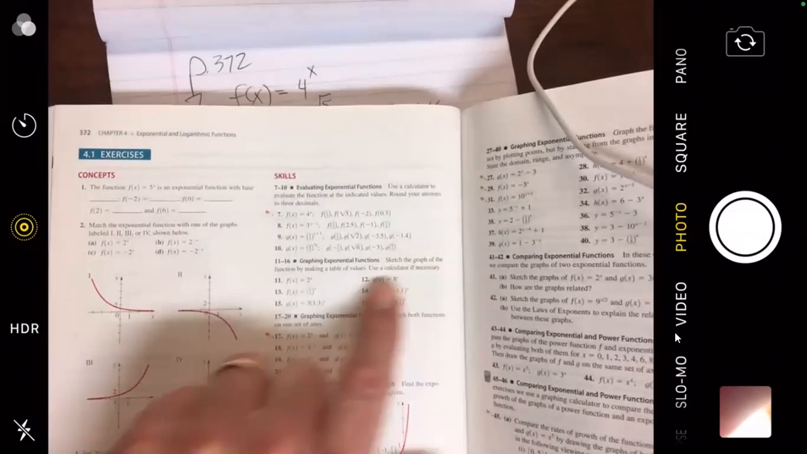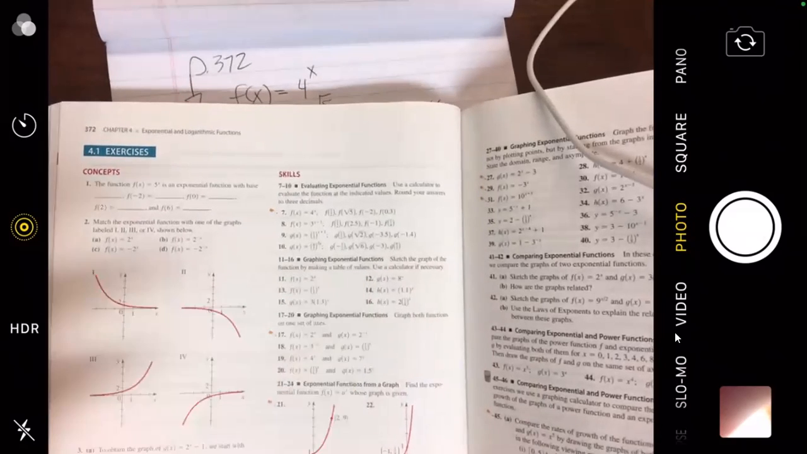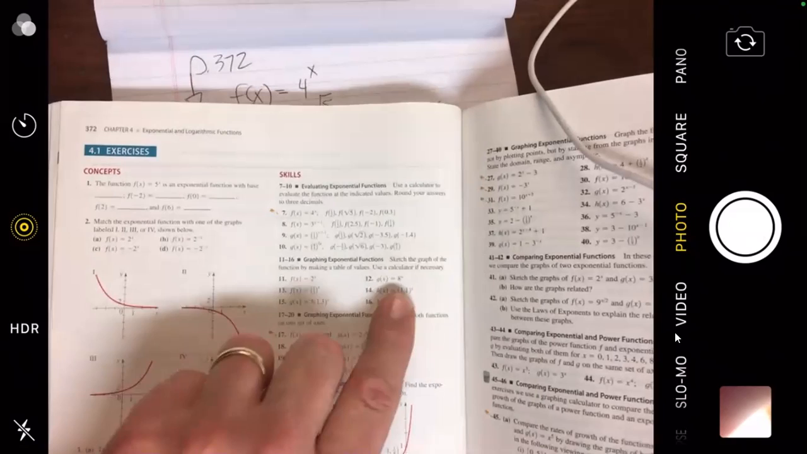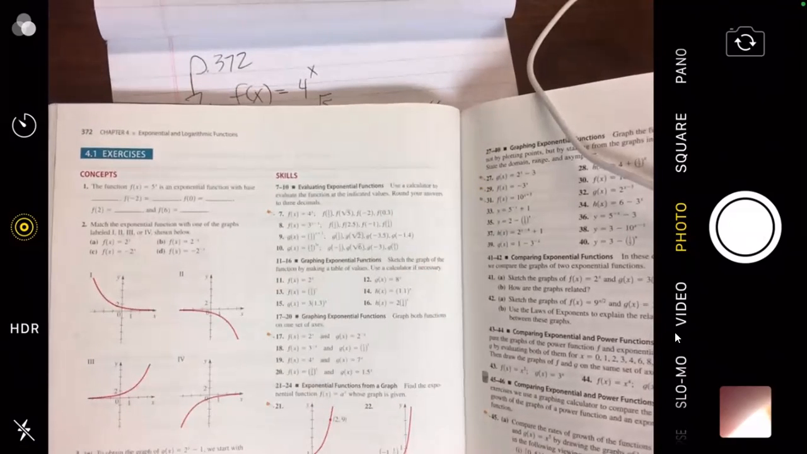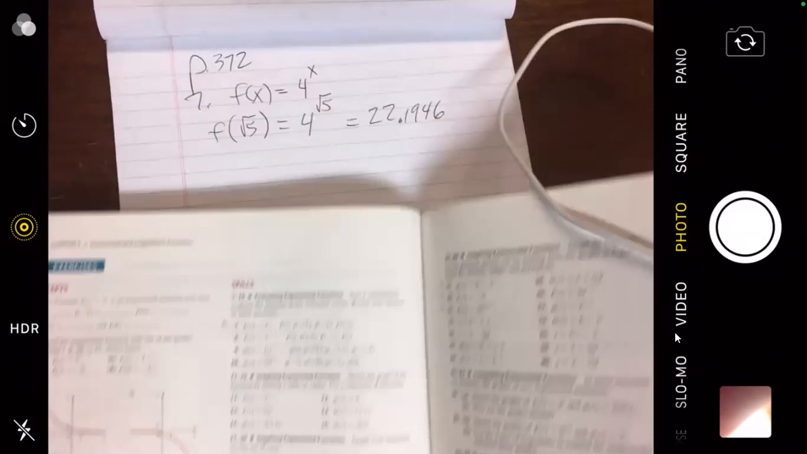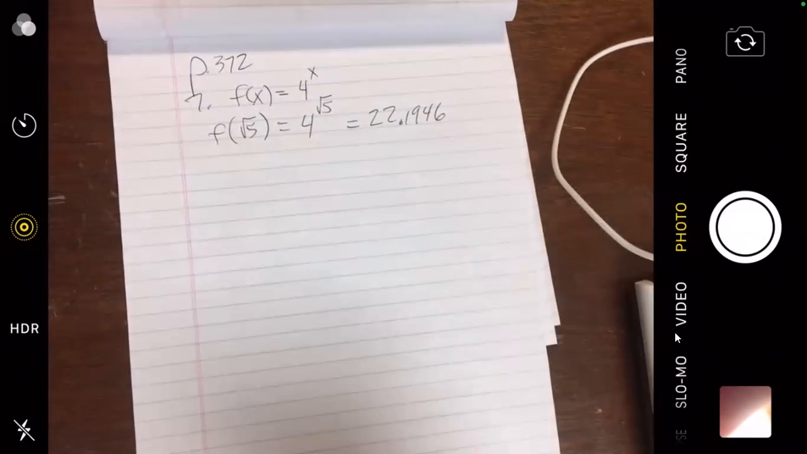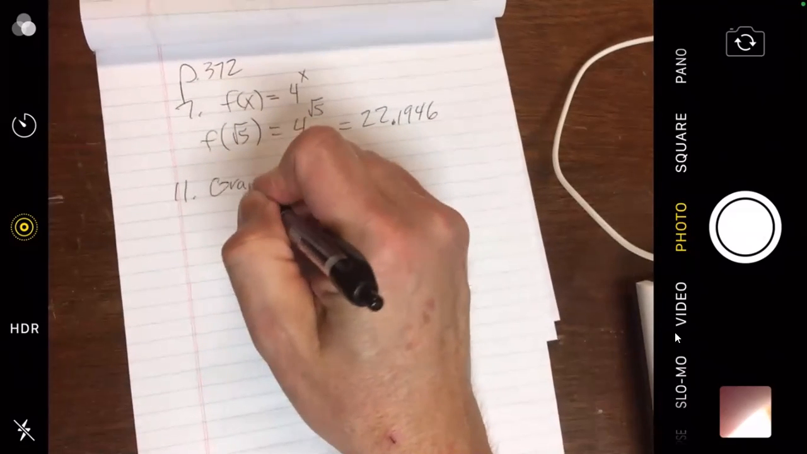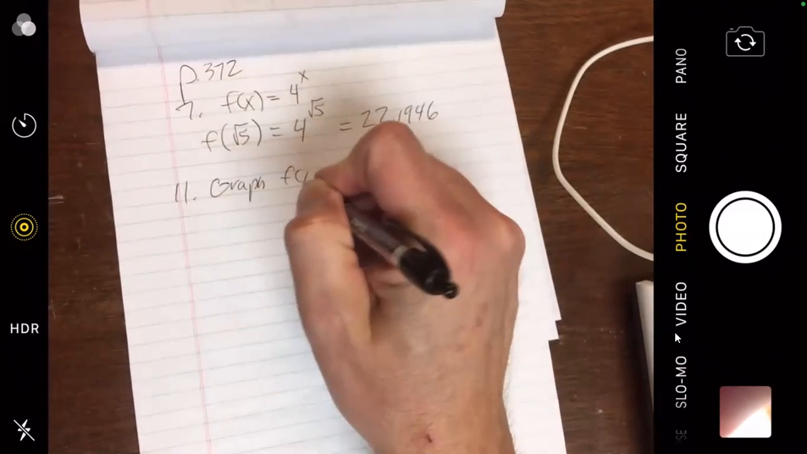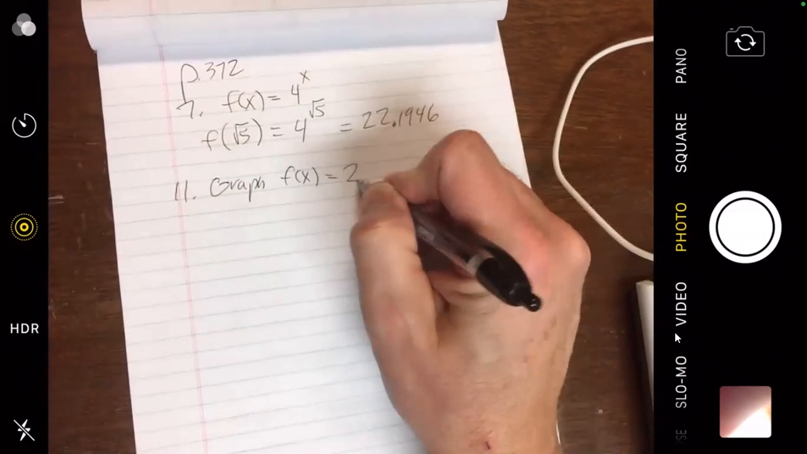It says sketch a graph by making a table of values. I just did. You don't have to do that. You can just use your calculator. Anybody want to see an example done on the calculator? Sure. Okay. So 11 is 2 to the x. We'll do that on the calculator. Graph f of x, 2 to the x.